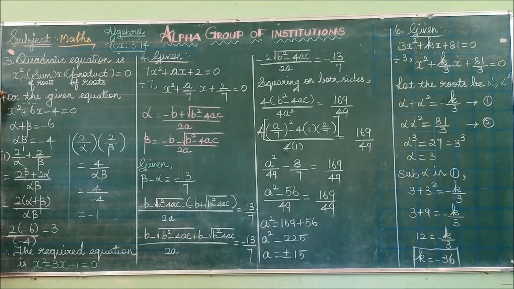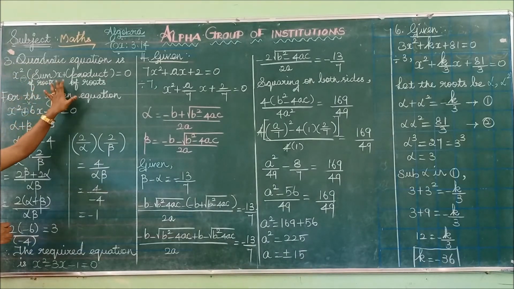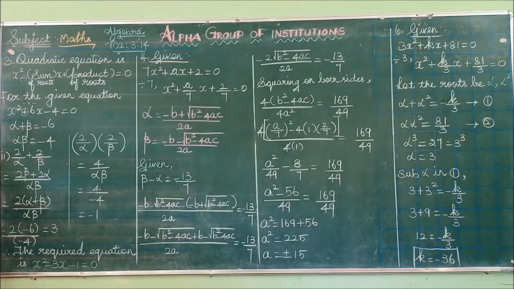Okay, so let us write the general form for the quadratic equation. X squared minus sum of the roots into x plus product of the roots, which is equal to 0. Now write the given equation. What is the given equation? X squared plus 6x minus 4, which is equal to 0. So compare this general form and the given equation. The general form contains a negative, but in the given question it is positive. So you have to change the sign, as minus into minus is plus.